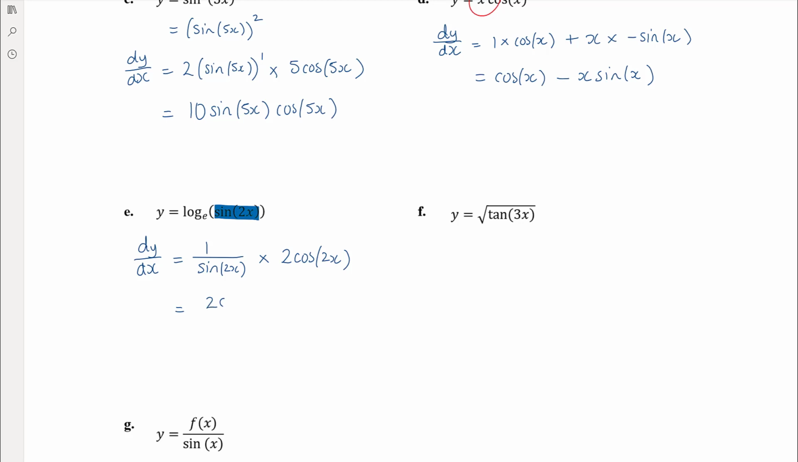Alright, so we've got two lots of cos 2x over sine 2x. Now, you might recognise that, that's fine. Again, you've differentiated. We know that sine on cos is tan, which means that cos on sine is 1 on tan. So this is actually going to be 2 over tan of 2x.